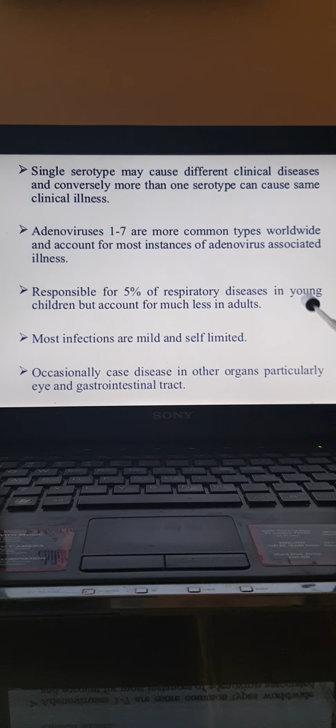disease, especially in young children, and it is less common in adults. Most of the infections are mild and self-limited. Rarely or occasionally it can target some organ, particularly the eye or the GIT tract.